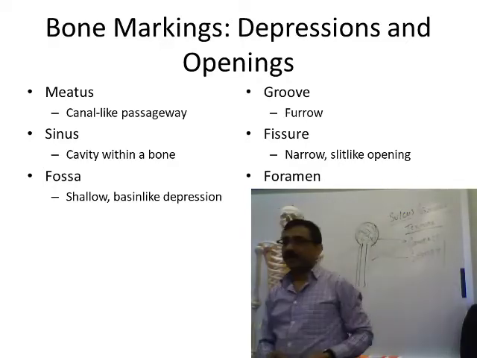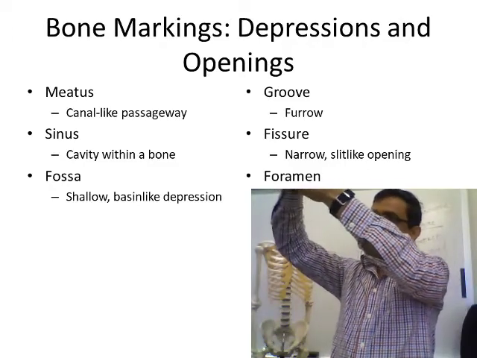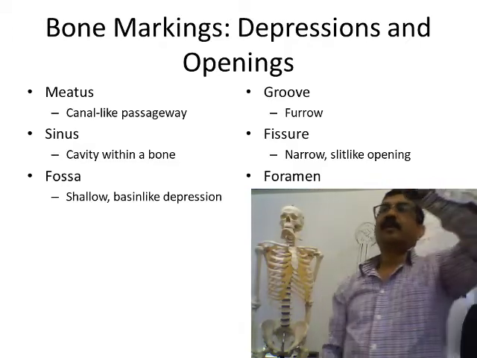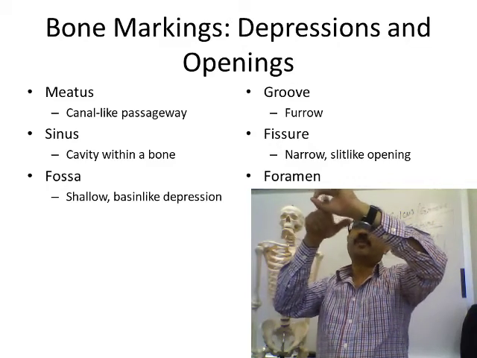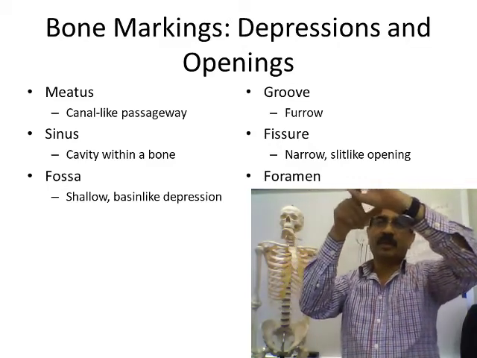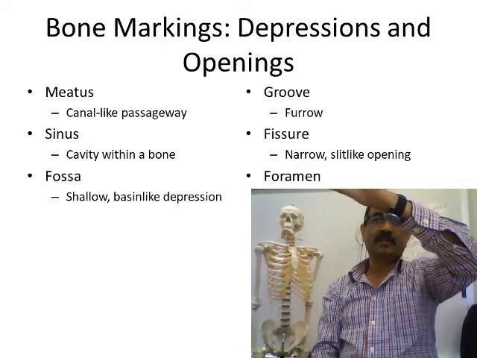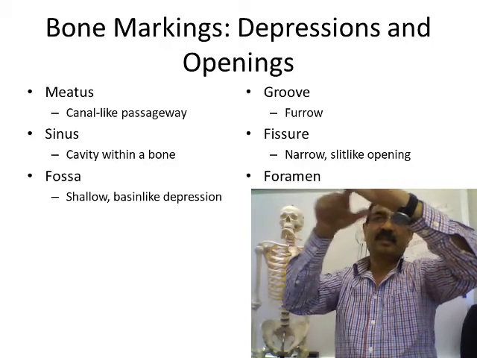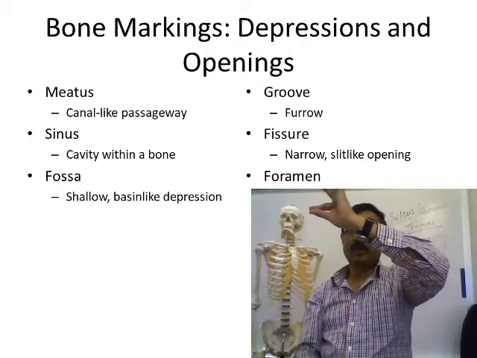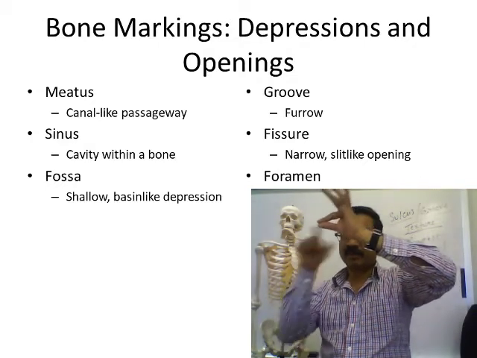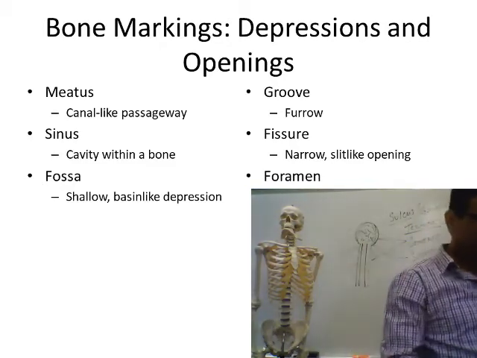Fissure. If you see openings in the bone like this that are round or almost round, this opening is called a foramen. Now if it is narrow, elongated like this, that is called a fissure. So this is a fissure and this is a foramen. Both are openings. So a fissure is a narrow, elongated passage opening, and round or almost round is a foramen.